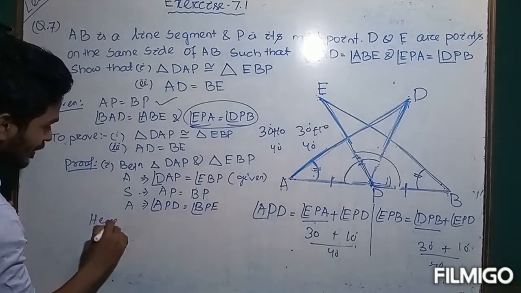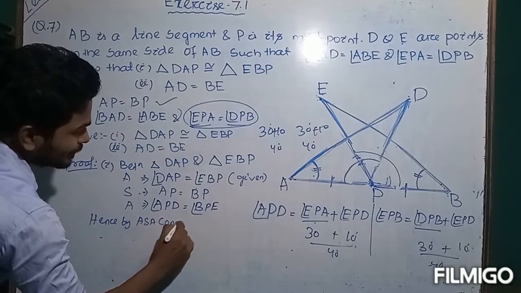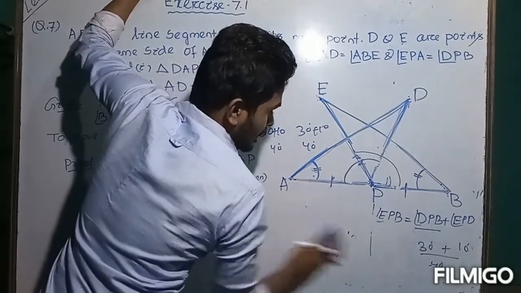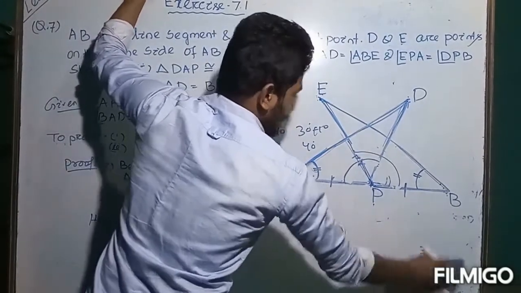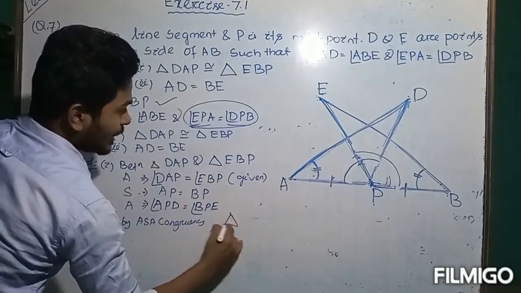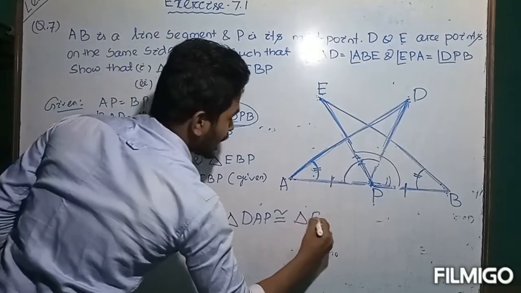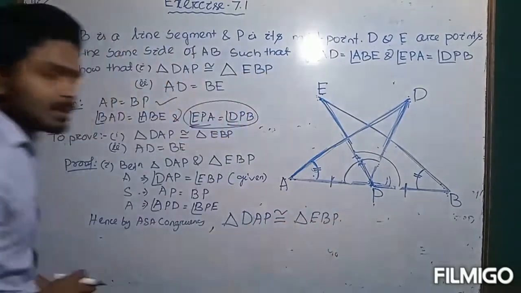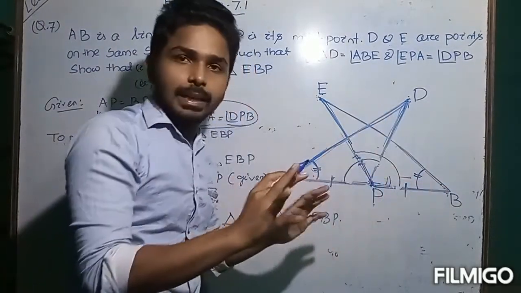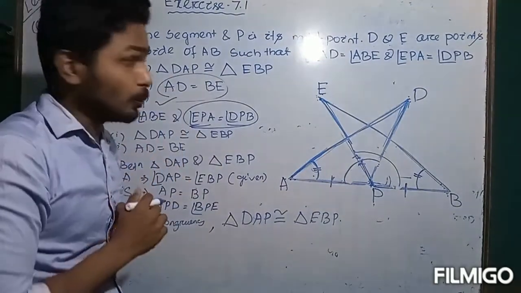Hence, by ASA congruency, this triangle DAP is congruent to the triangle EBP. Did you understand it? So this triangle is congruent to this triangle. Clear? Now, coming to the second proof, how we can prove it.